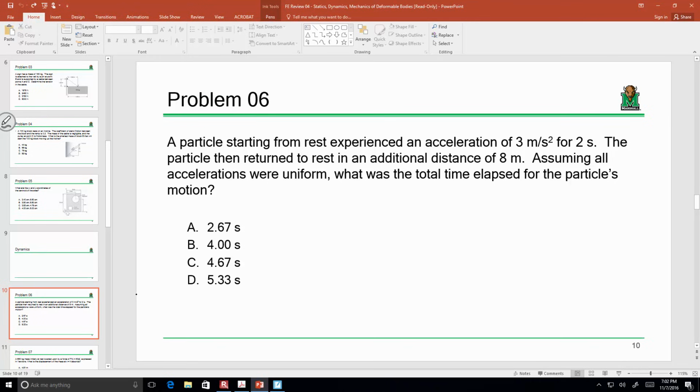All right. So a little bit of dynamics. You're going to find that a lot of this stuff is pretty similar to what you did in physics, because that's really the kind of stuff you get asked on the exam. It's pretty basic stuff if you remember. So a particle starting from rest experienced an acceleration of 3 meters per second for 2 seconds. The particle then returned to rest in an additional distance of 8 meters. Assuming all the accelerations were uniform, what was the total time elapsed? Let's just take this one step at a time.